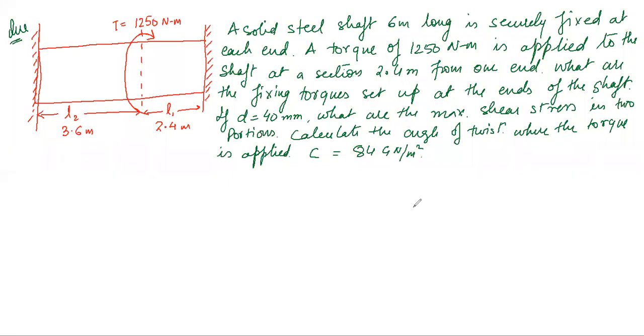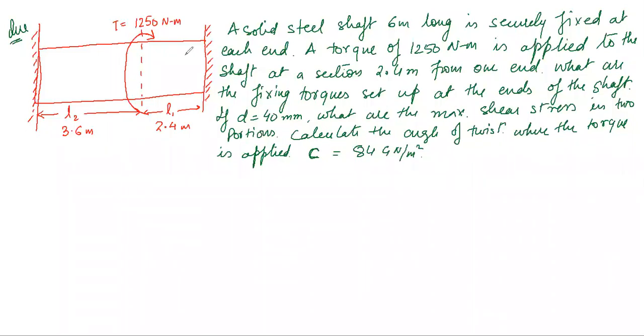This is one of the questions. I'm just going to read the first question, and then we go to the solution. In this question, a solid steel shaft 6 meters long is securely fixed at each end. A torque of 1250 newton meter is applied to the shaft at a section 2.4 meters from one end. What are the fixing torques set up at the ends of the shaft? If the diameter is 40 millimeter, what is the maximum shear stress in the two portions? Calculate the angle of twist where the torque is applied. The value of modulus of rigidity, that is C, is given as 84 GN per meter square.